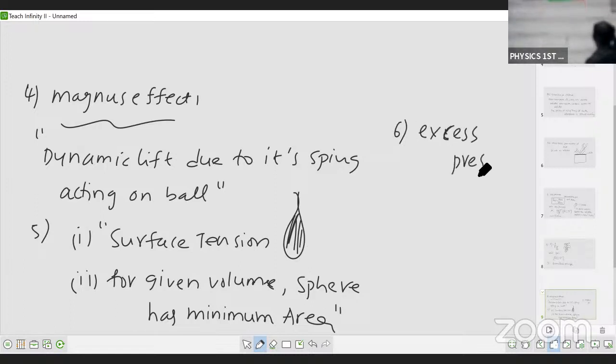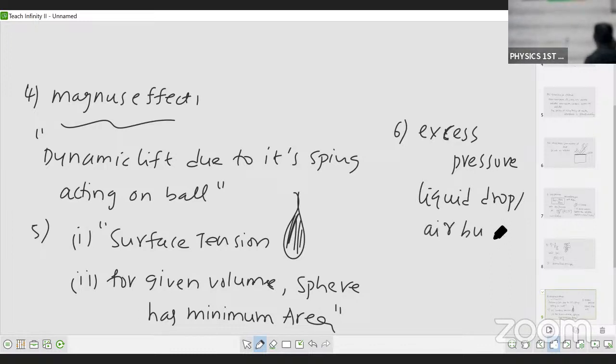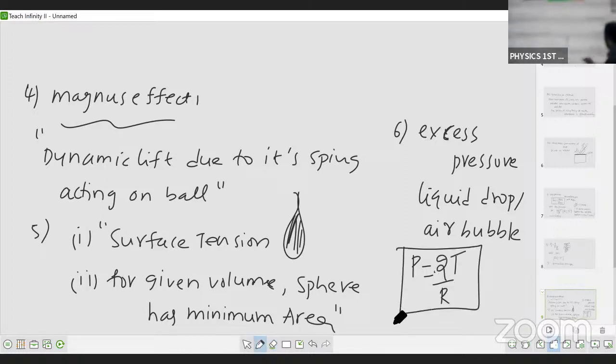Excess pressure, liquid drop, and one more is there, air bubble. Student, these both are the same. That's why I am writing air bubble and liquid drop: 2T by R. T is nothing but surface tension, R is nothing but radius. So we are writing 2T by R. This formula is the same for liquid drop and air bubble.